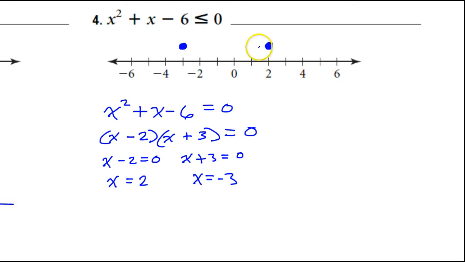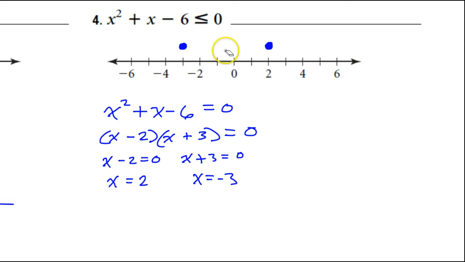I'm making these closed circles instead of open circles because the solutions to this inequality are the points where the function is less than or equal to 0. These are the places where the function is equal to 0, so they should definitely be included as solutions. If this had just been a less than sign, I would have left these as open circles. All right? Now, these endpoints, these zeros, divide the number line into 3 intervals.